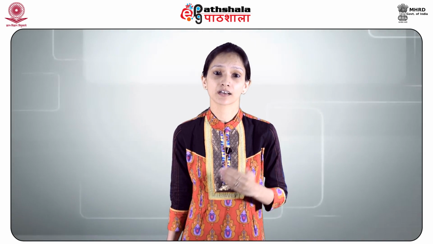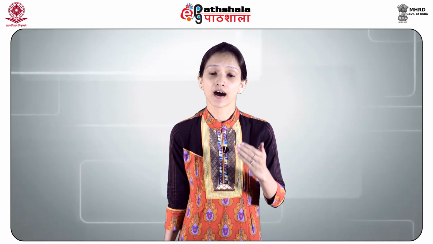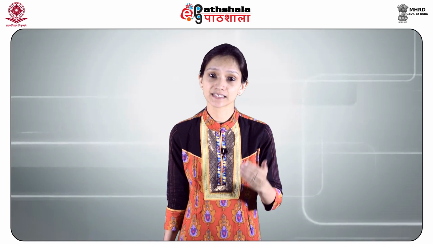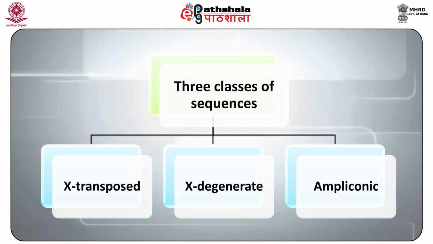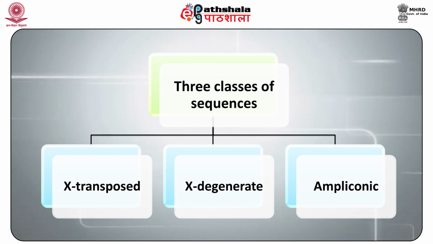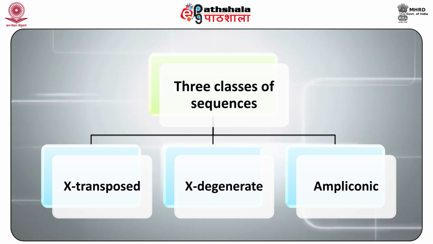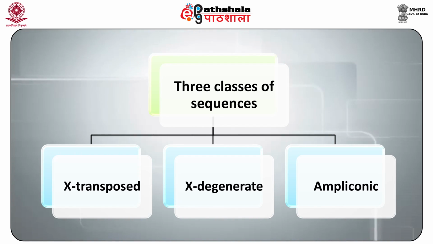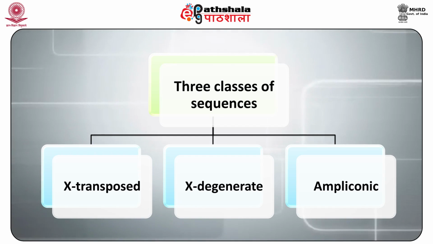Skaletsky et al. in 2003 renamed the NRY the male-specific region because of evidence of frequent gene conversion or intrachromosomal recombination. A total of 156 known transcription units, including 78 protein coding genes, are present on MSY, that is the male-specific region. The Y chromosome is highly duplicated, either with itself or with the X chromosome. Three classes of sequences have been categorized in the Y chromosome: X transposed, X degenerate, and ampliconic.